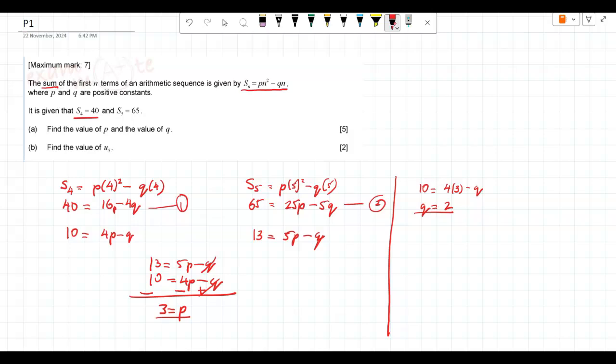Fine? Then U5. Now how do you find out U5? Important. If you remember how to find out U5, your U5 is S5 minus S4. You remember that formula I've given you? So S5 is 65 minus 40. That's how much? 25.